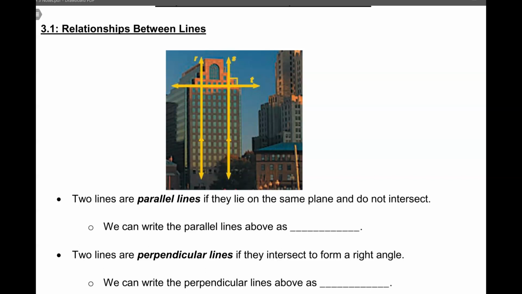Welcome to the screencast of 3.1 Geometry Fundamentals. So the first thing I want to note is we're going to go over some vocab words.